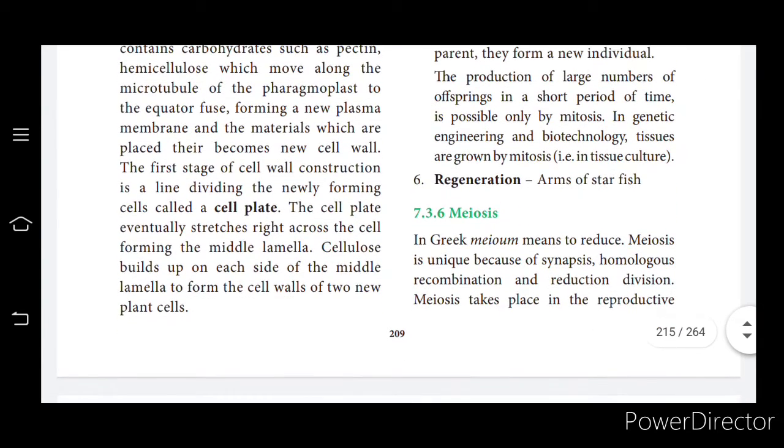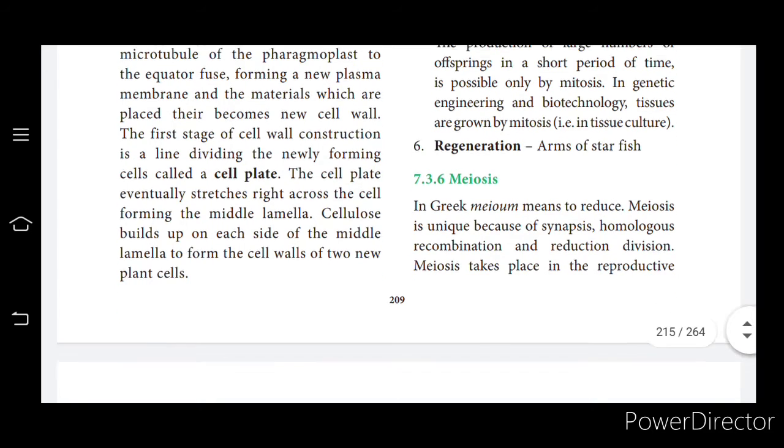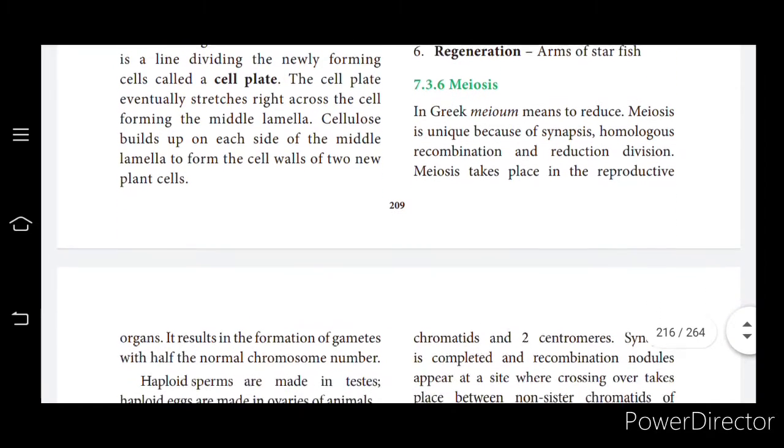The production of a large number of offspring in a short period of time is possible only by mitosis. In genetic engineering and biotechnology, tissues are grown by mitosis. Regeneration is another example, such as the arm of starfish.